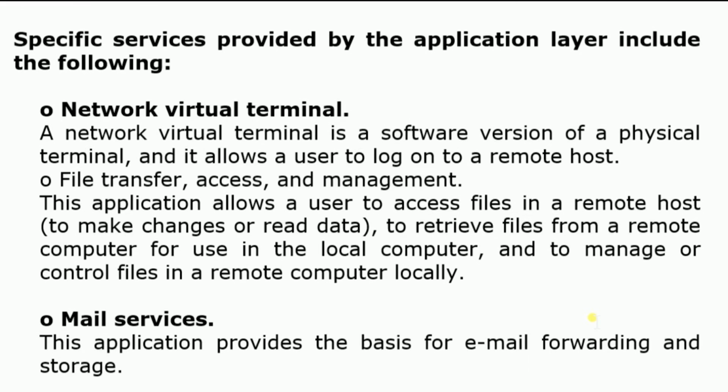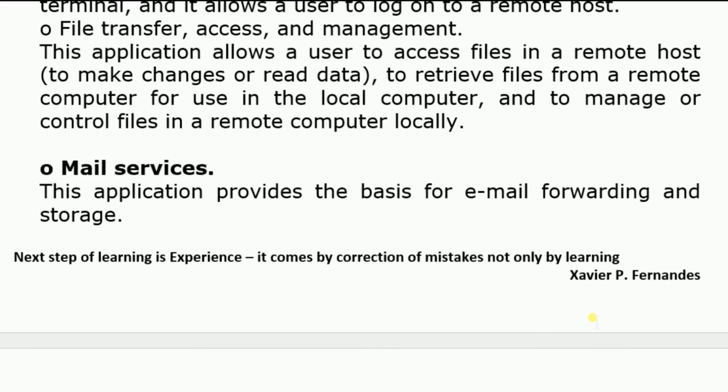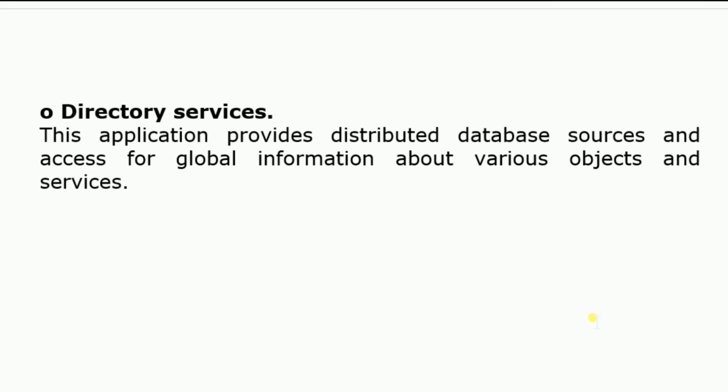And mail services. This provides the basis for email forwarding and storage. There are methods by which we can send the email as well as store it in our system, and the best example is Outlook. And the directory service: this application provides distributed database sources and access for global information about various objects and services.